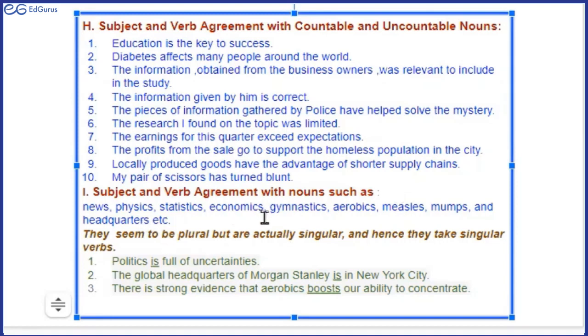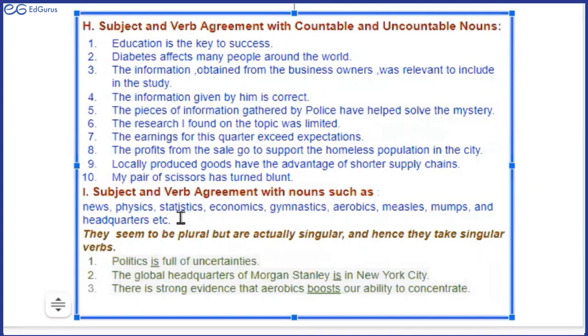Now there are some other nouns also which end with S. Such nouns look as if they are plural, but actually they are not plural. They are treated as singular. For example, news. What is the news today? We never say what are the news today. Physics. Physics is very difficult. We never say physics are very difficult. The name of the subject is physics, but it is singular.